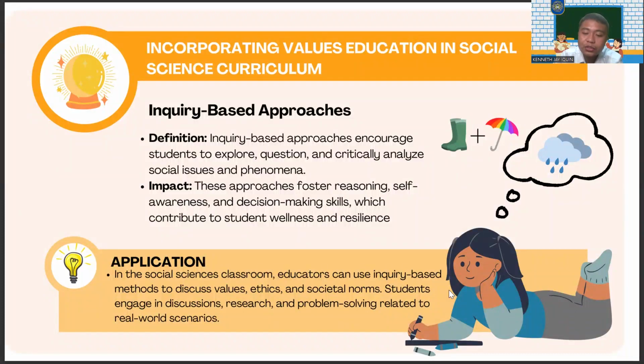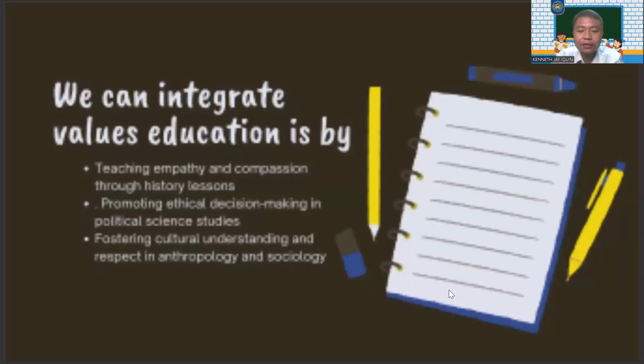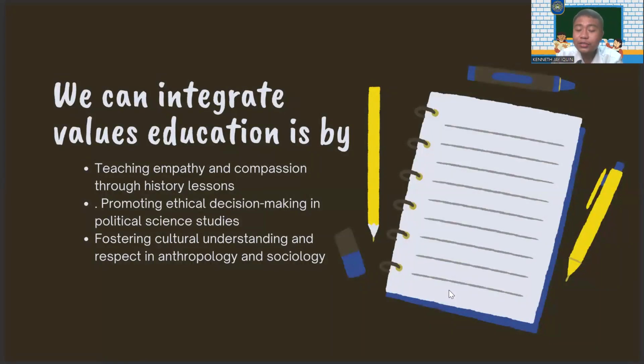We can apply this in the social science classroom, as educators can use these methods to discuss values, ethics, and societal norms. The students engage in discussions, research, and problem solving related to real world scenarios. There are other approaches in integrating values education in social science, but one of the important ones is the inquiry-based approach. We can also integrate values education by teaching empathy and compassion through history lessons, promoting ethical decision making in political science studies, and fostering cultural understanding and respect in anthropology and sociology.